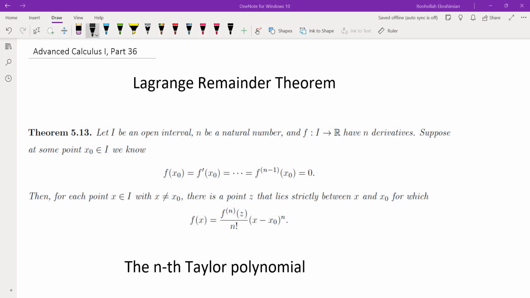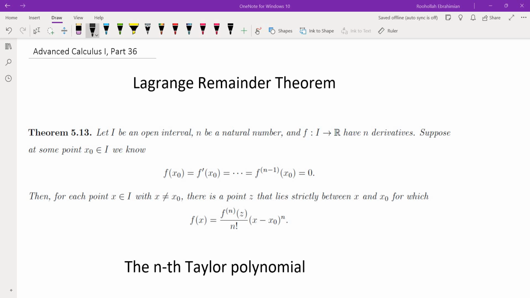Hello, in this video we're going to go over the Lagrange Remainder Theorem. First, I'm going to remind you of a couple of things that I'll be using, and then I will tell you what Lagrange Remainder Theorem is and what is the significance of that, and then we will do some examples.